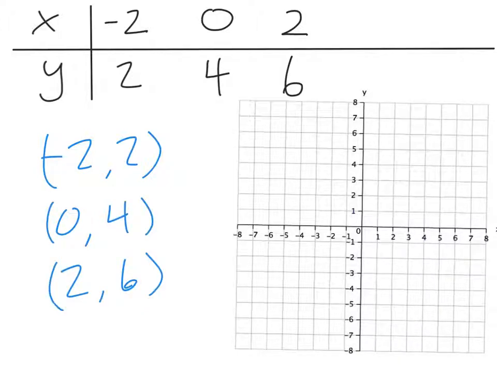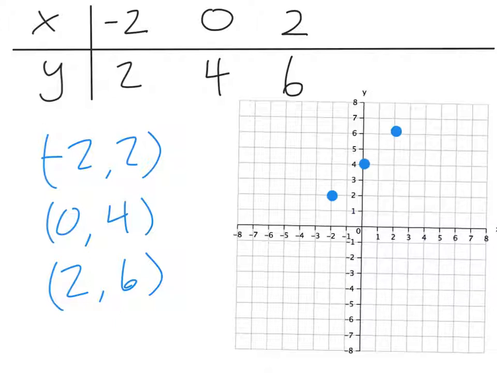So you don't need to write them this way, but I just want to point out that they're giving us the same thing they gave us in the last slide, just in a different form. So if we plot these points, negative 2, 2 means we're going to go left 2 and up 2. And that will be our point. And then 0, 4. So 0 for the x coordinate means we're not going to go left or right at all. We're just going to stay on the y-axis, and we're going to go up 4. And that will be our second point. And then 2, 6 means we're going to go right 2 and up 6. And there's our last point.